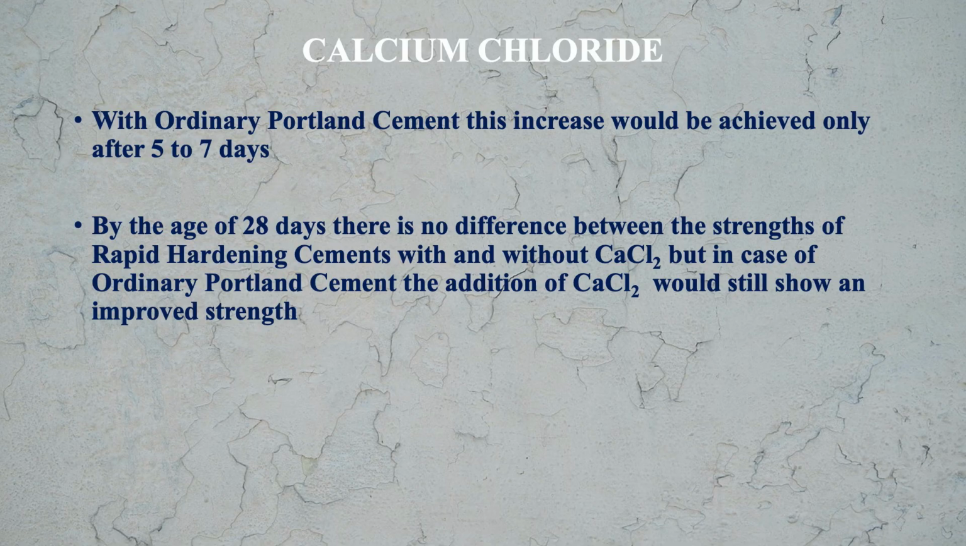So here you see that in case of rapid hardening cement, that strength is obtained in 1 day, whereas if you are using OPC, then the same strength will be achieved after 5 to 7 days. By the age of 28 days, there is no difference between the strengths of rapid hardening cement with and without calcium chloride. But in case of ordinary Portland cement, the addition of calcium chloride would still show an improved strength. So this is the difference of type of cement used.